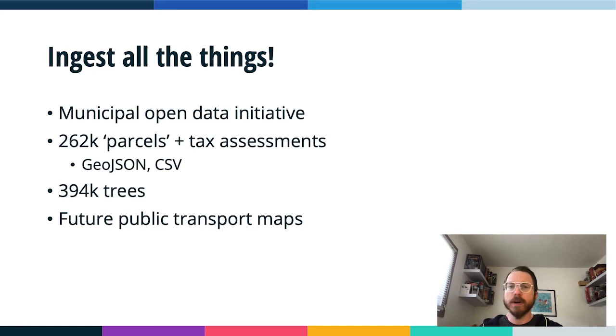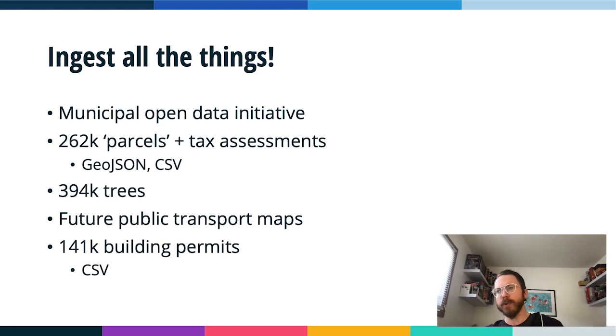Other things that I looked at were public transportation maps. I was able to ingest that data in as a shape as well and find out how close or far anything we were looking for would be to public transportation. This would also lessen our carbon footprint. And then the final thing I brought in was 141,000 building permits. The city makes all that data available.